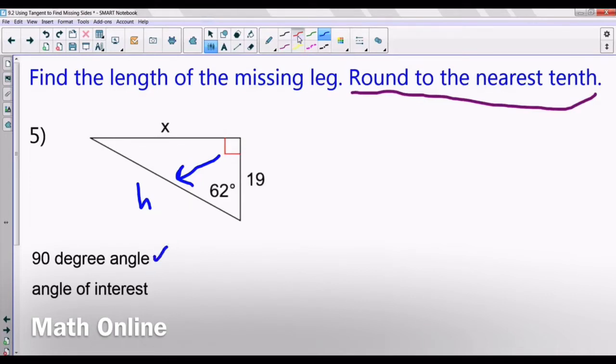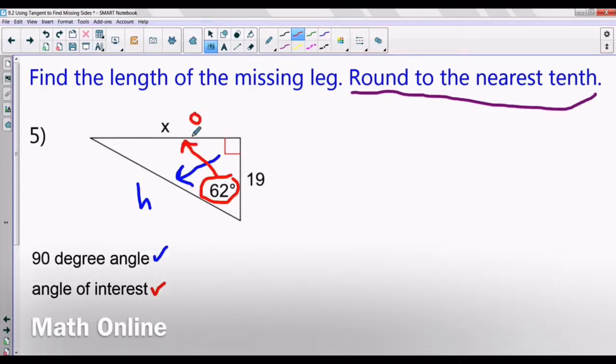The angle of interest will be inside the right triangle as well, and it'll be a number. So therefore, it has to be this 62 degrees, right? If you see this little tiny circle here, that means degrees. So therefore, you know that this is the angle of interest. 19 cannot be the angle of interest because it doesn't have a little tiny circle, meaning that it's not an angle. X doesn't have a little circle, so that's not a degree either. That's the length of a side. 19 is the length of a side, so 62 must be the angle of interest. All right, so now that we found the angle of interest, we know that across the angle of interest, we will always find what side, guys?